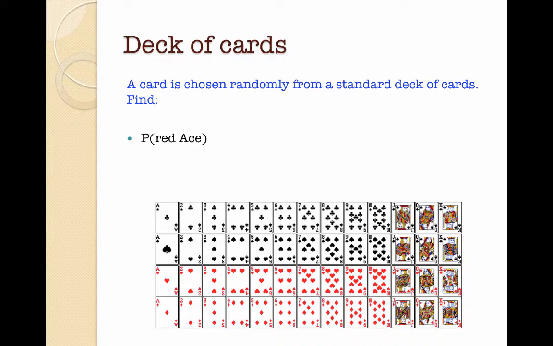Now we want to know the probability of getting a red ace. Well, I know that there are 4 aces in the deck and 2 of them are red. So the probability is 2 out of 52, which I can simplify to 1 out of 26.